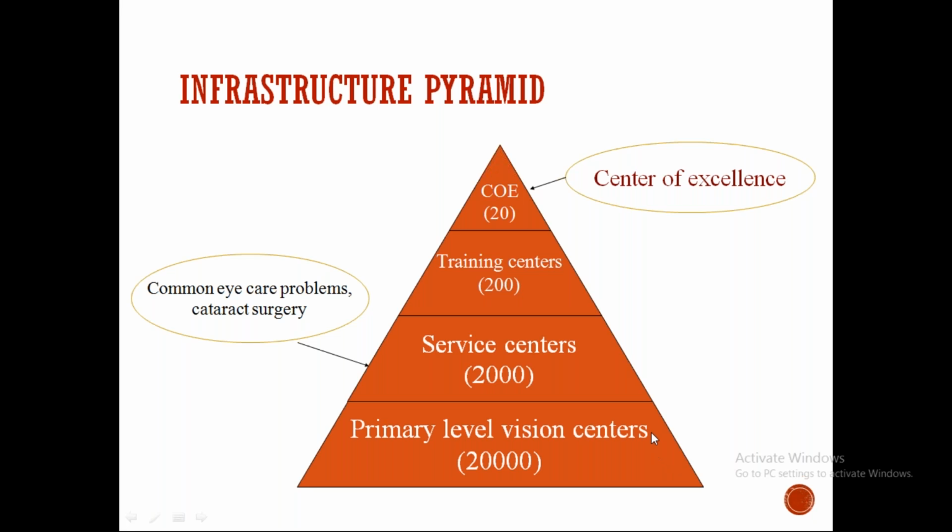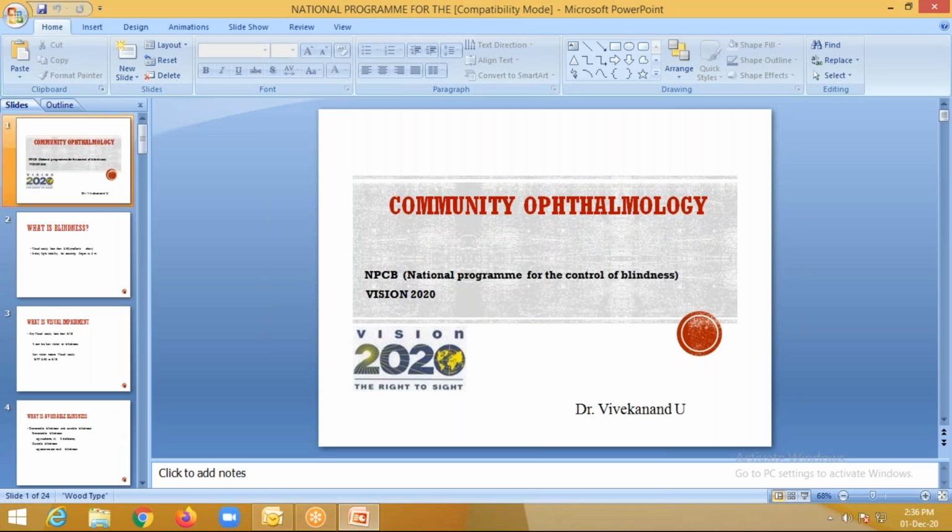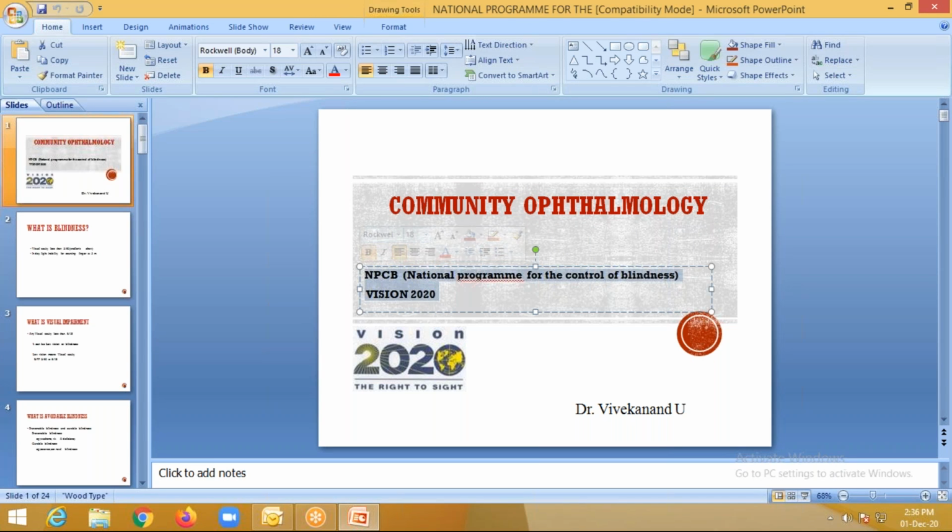So this is the program which has been laid down by Vision 2020 for tackling avoidable blindness. With this, I complete community ophthalmology, 2 basic questions which are commonly asked: National Program for Control of Blindness and Vision 2020. Please go through the textbook and read this particular chapter. If you have any queries, you can always come back to us.